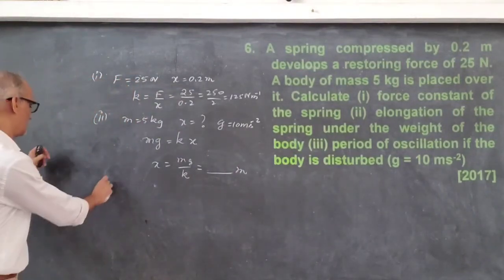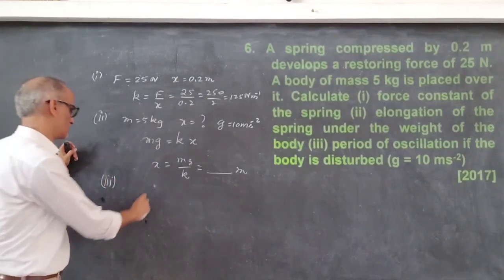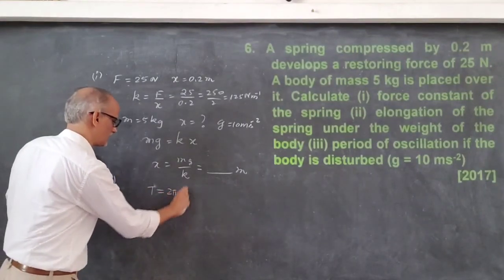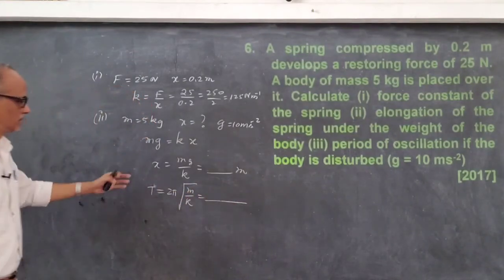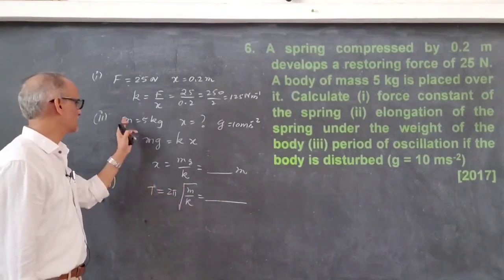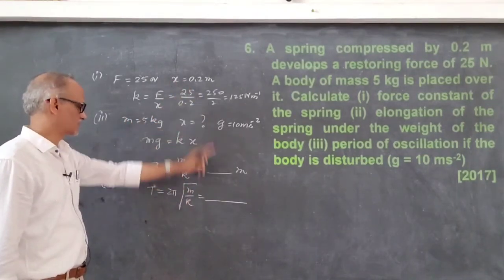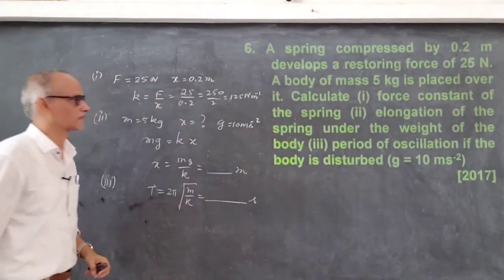And the third is the period of oscillation of the body. So the time period is given by 2π root of m by k, which I have again given in the last class. T is equal to 2π root of m by k. M is the mass here, 5 kg. K we have found. So we can find the time period in seconds.